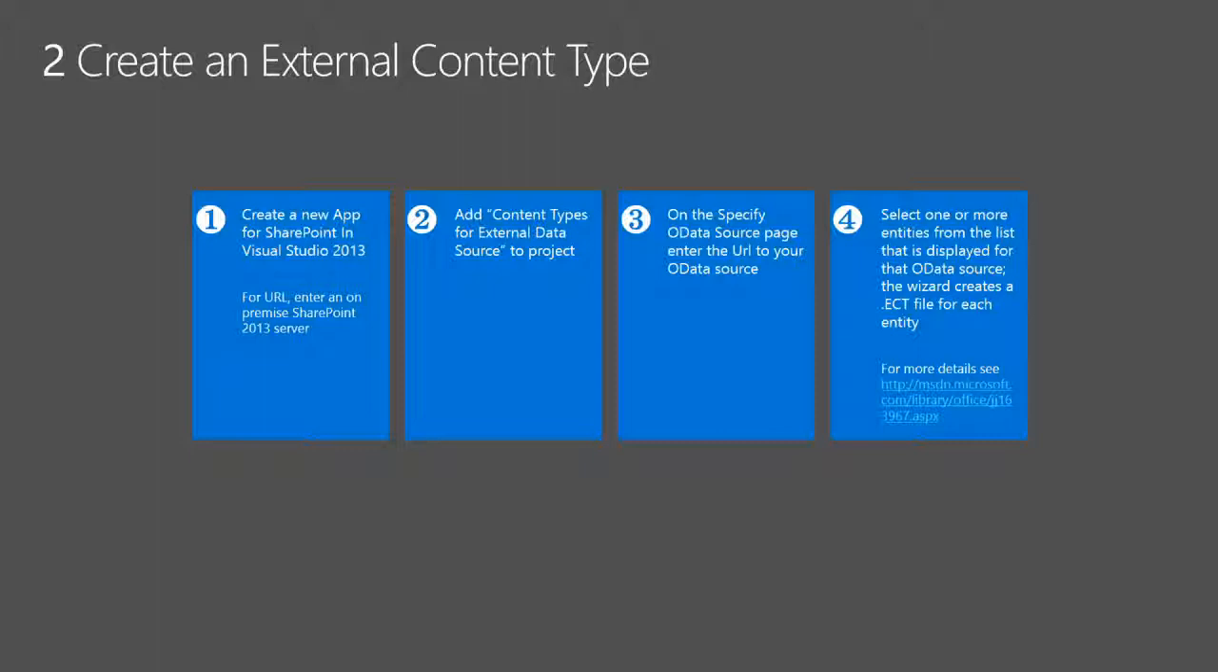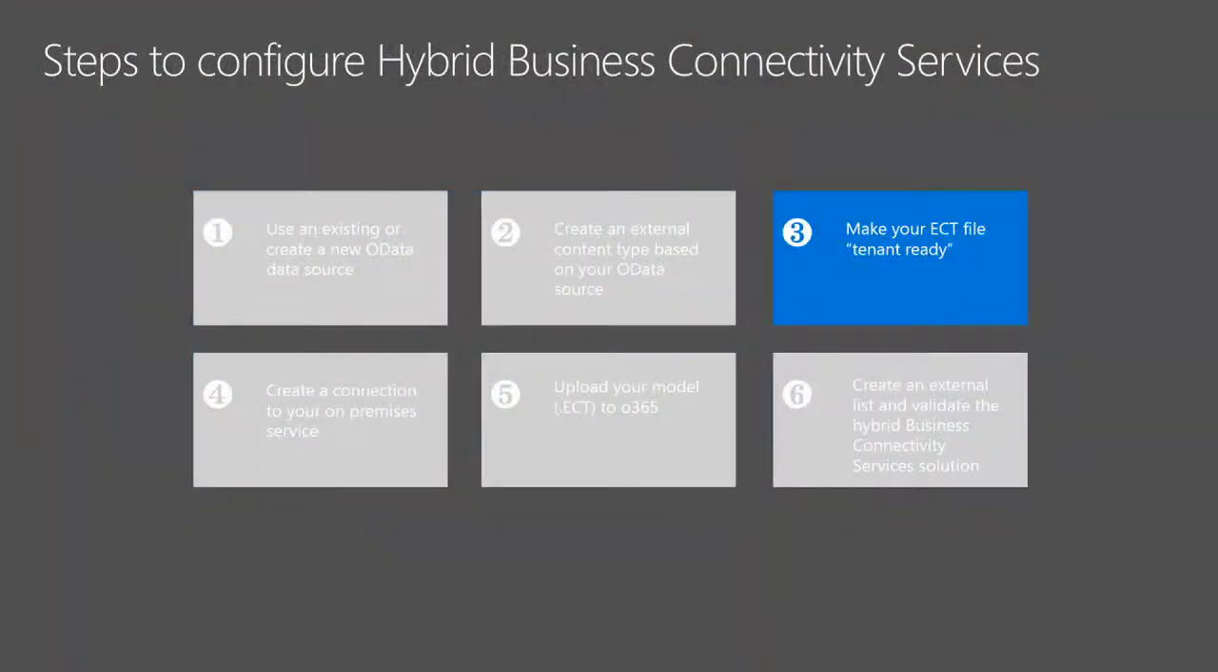Very, very straightforward. Configure it. Like I said already, I'm no dev and I can walk through this fairly easily. Then the other thing we need to do is this concept of making the file tenant ready. And now we're starting to get into a scenario where we're deviating from the on-prem configuration. A lot of you are using BCS already.